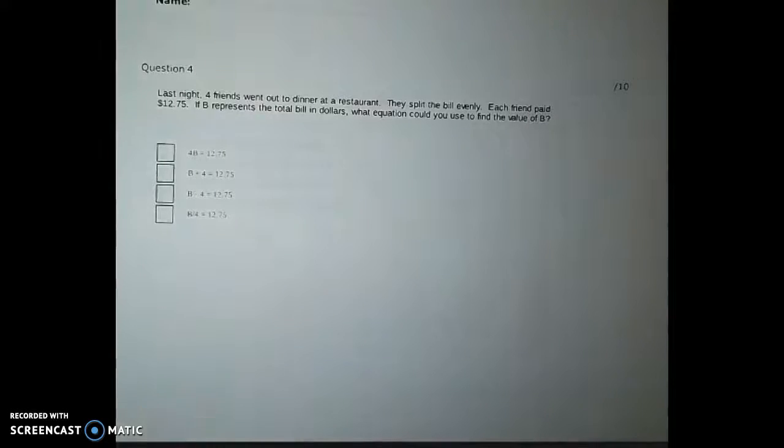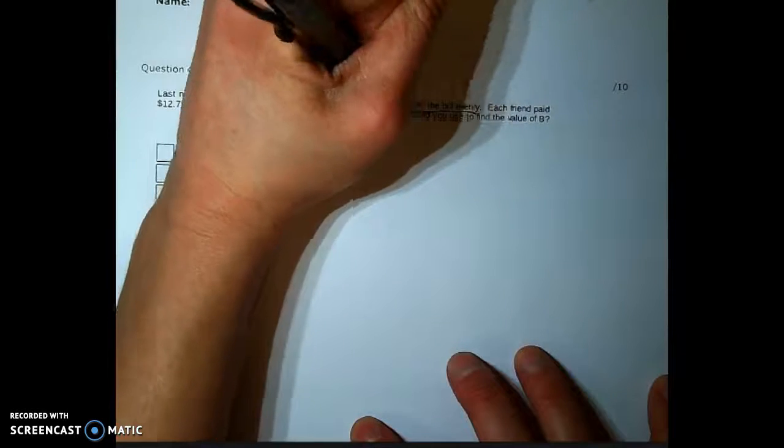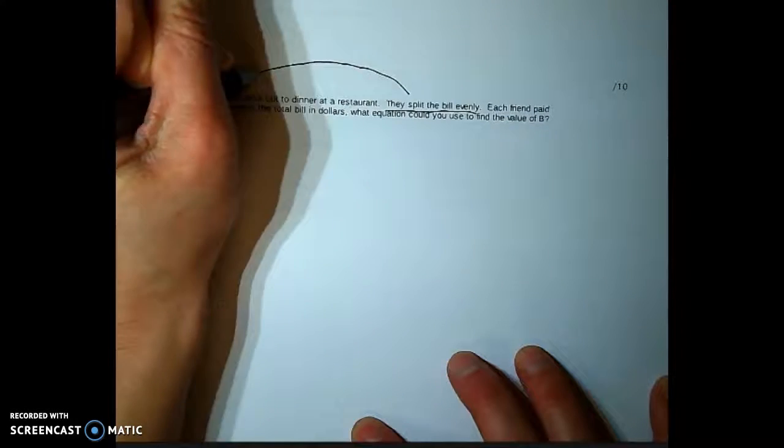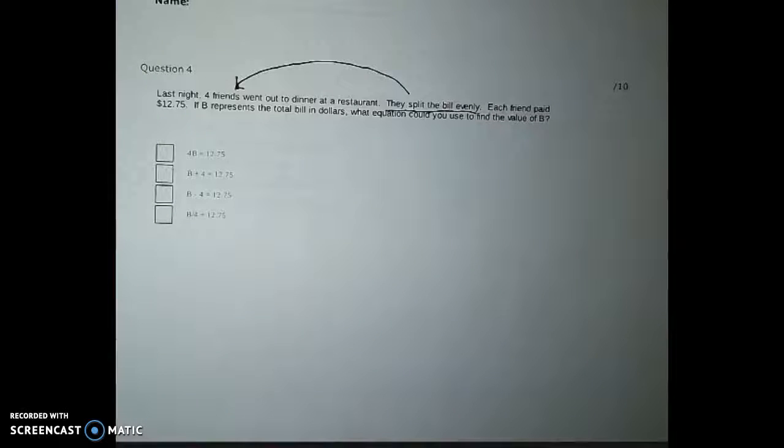Number 4 is a word problem, and we're just trying to set up an equation. It says, last night, 4 friends went out to dinner at a restaurant. They split the bill evenly. So we know that they split it among 4 friends. Each friend paid $12.75. If B represents the total bill in dollars, what equation could you use to find the value of B?